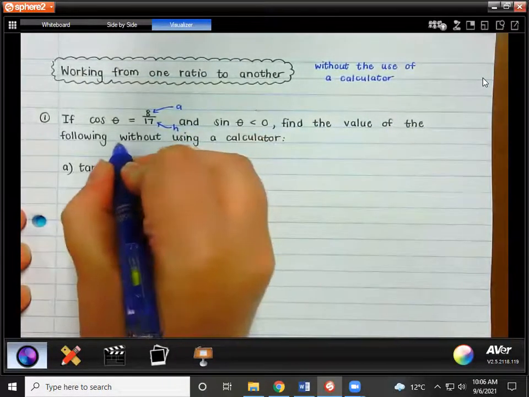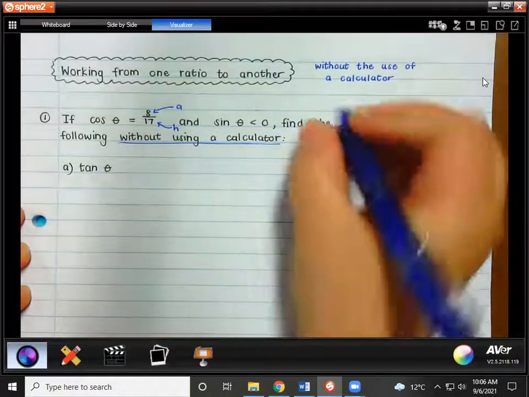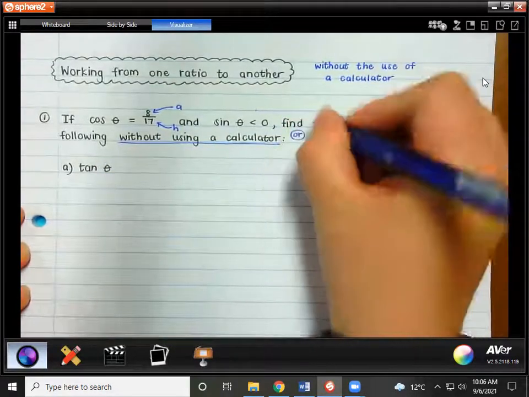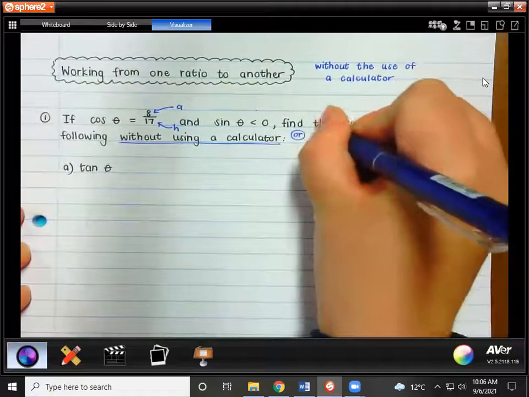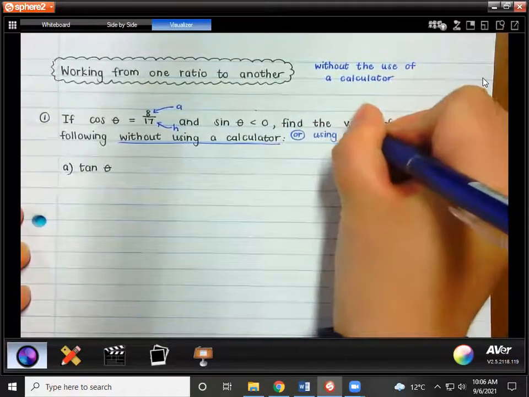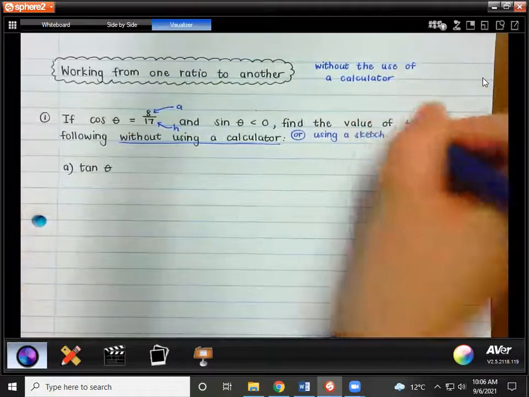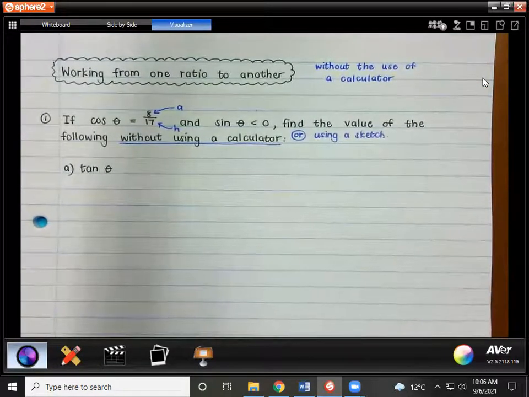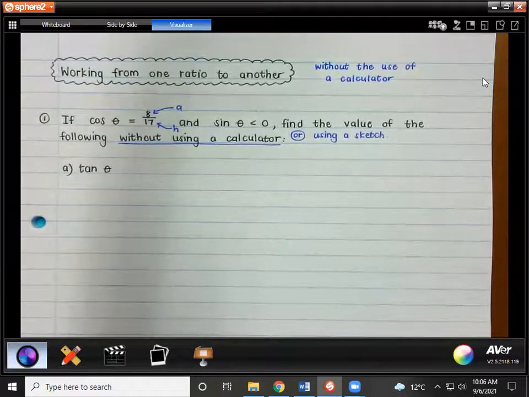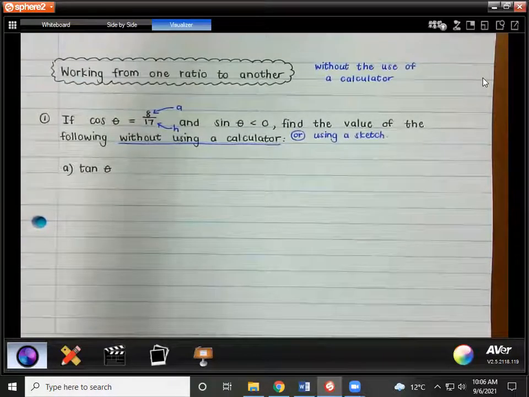Now, guys, sometimes instead of using the words "without using a calculator", they say "using a sketch". Even if they don't say using a sketch, we are going to have to use one, but sometimes they swap between those 2 instructions. We can use Pythag in general, but because it's not a common number, you can use the calculator for that.